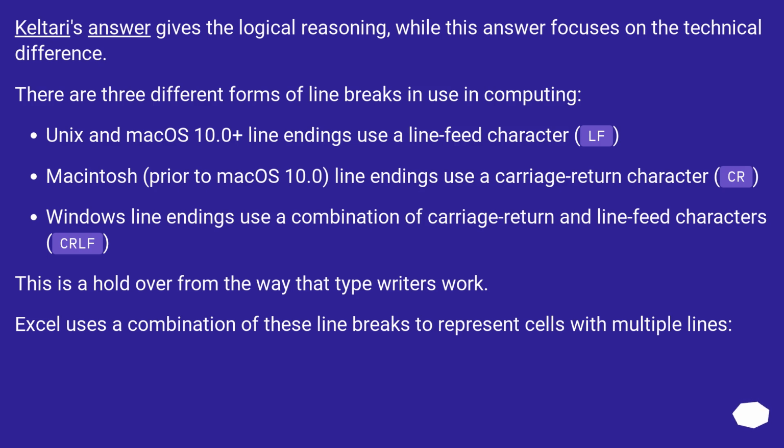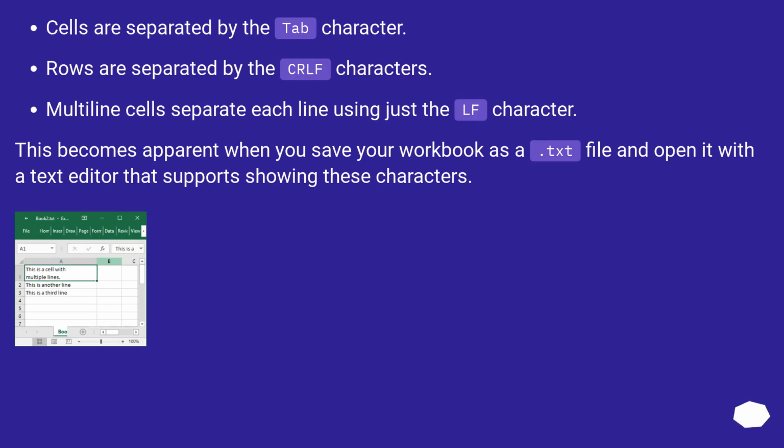Excel uses a combination of these line breaks to represent cells with multiple lines. Cells are separated by the tab character. Rows are separated by the CRLF characters. Multi-line cells separate each line using just the LF character. This becomes apparent when you save your workbook as a .txt file and open it with a text editor that supports showing these characters.